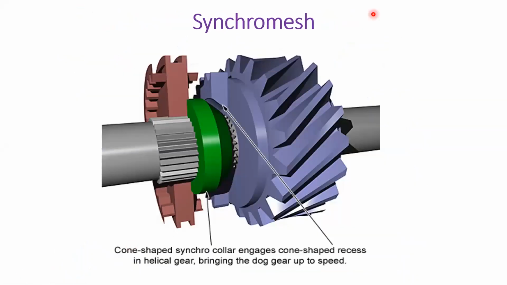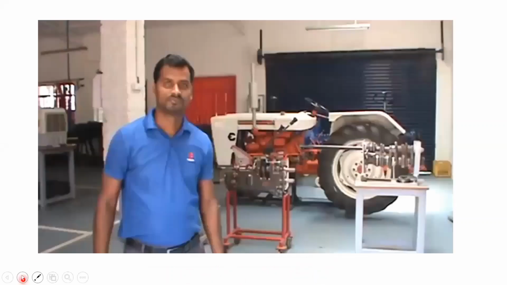And this is the synchro mesh gearbox. So you have 3 types: one is sliding mesh, constant mesh, and synchro mesh. In the case of synchro mesh, you have a synchronizer ring. It's basically a cone shaped synchro collar, and it engages the gear, which is here. The gear is considered to be helical, and it will bring the dog gear to the required speed basically.